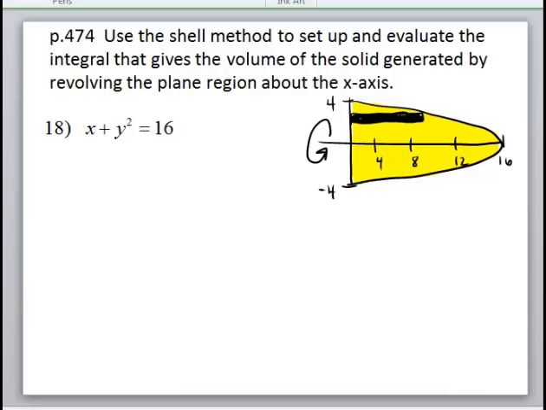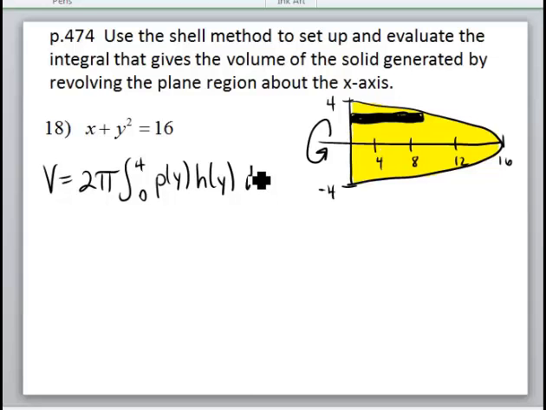So when we set up this integral, we need to be careful that we only say that it's the volume, 2 pi from 0 to 4 of the p of y, h of y, dy. And it is a dy problem because we are rotating about the x-axis. And if you notice, the base is on the y-axis. So this means I need to solve this for x. So this would be 16 minus y squared.